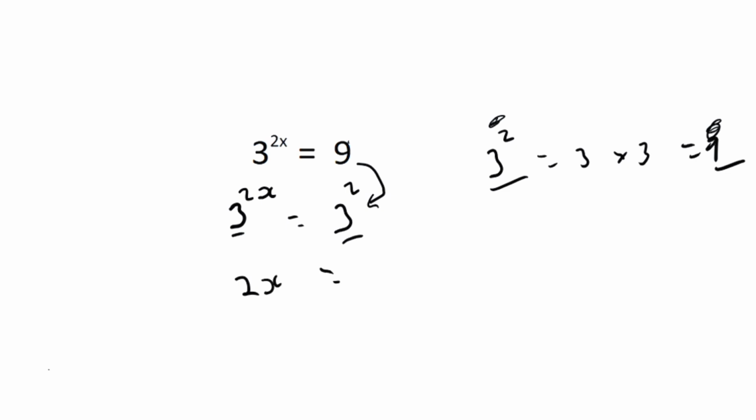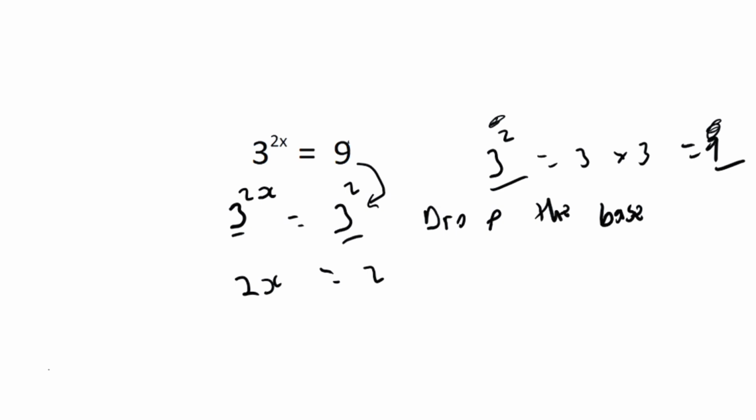2x equals 2. We drop the bases away. Dropped it away. Drop the base. Now this looks easy.